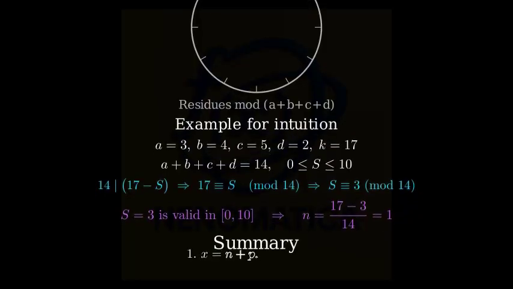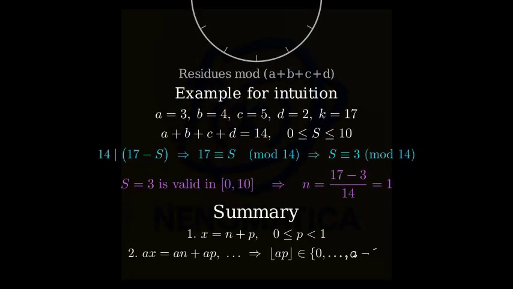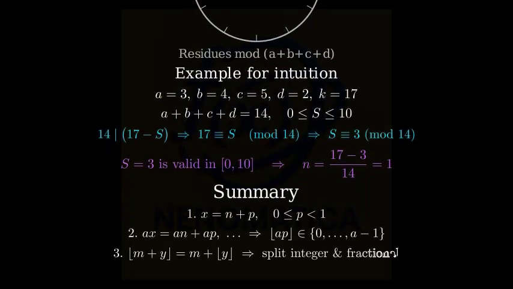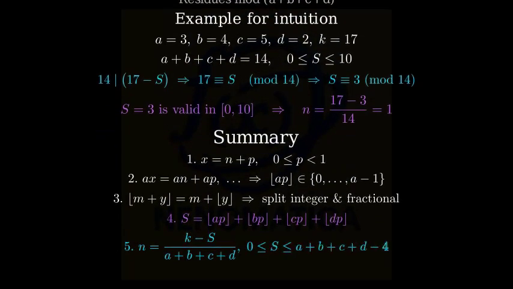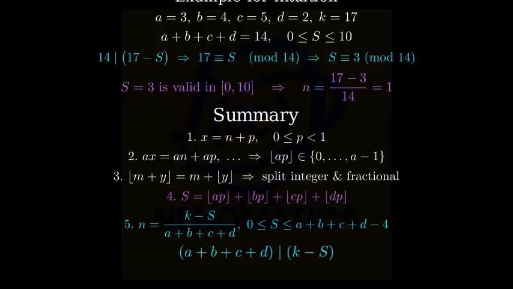Summary. 1. Write x as n plus p, with p between 0 inclusive and 1 exclusive. 2. Expand ax, bx, cx, and dx into integer parts plus fractional parts. 3. Use the floor of integer plus y equals integer plus floor of y to separate the integer n term. 4. Define s as the sum of the four floor fractional terms, and solve n equals (k minus s) over (a plus b plus c plus d). 5.